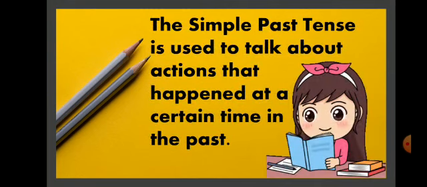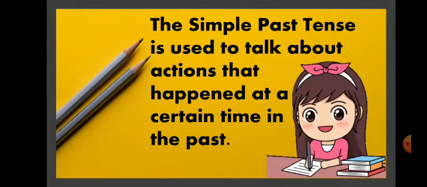The simple past tense is used to talk about actions that happened at a certain time in the past. That means it tells us about the actions that started in the past and finished also in past time only.